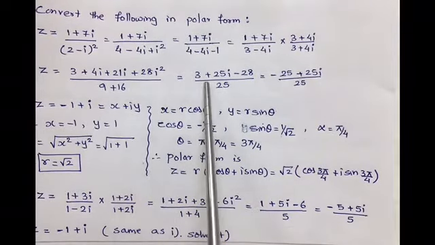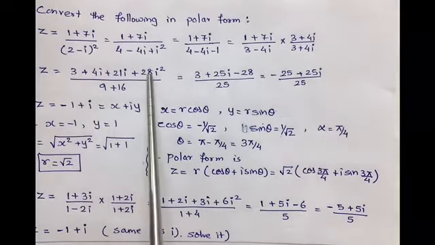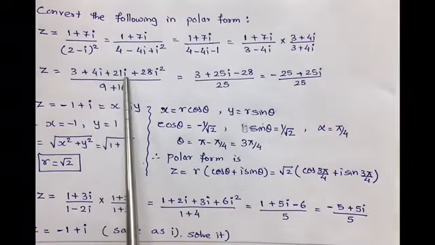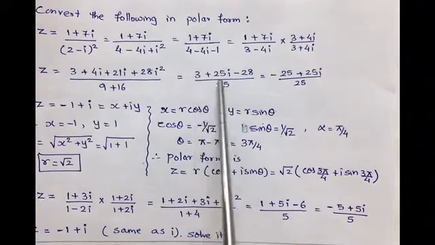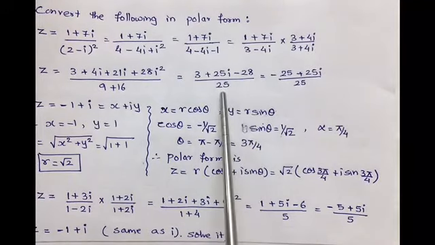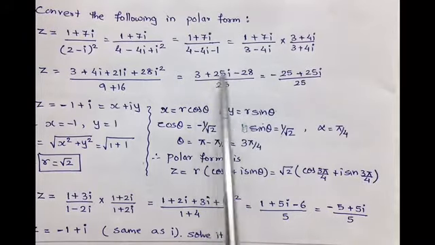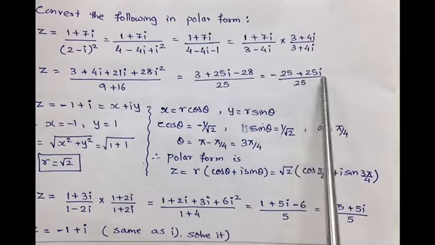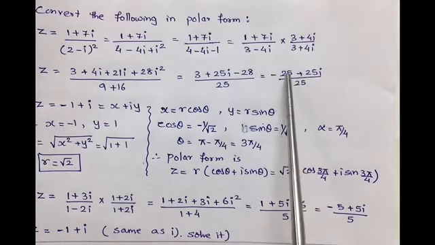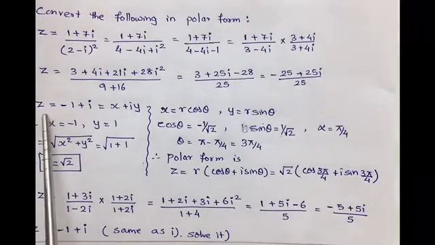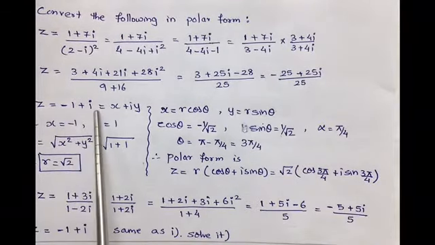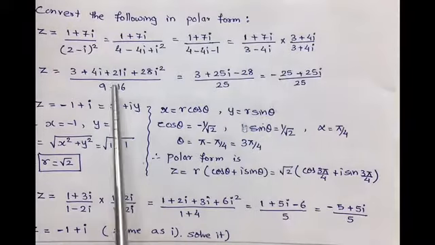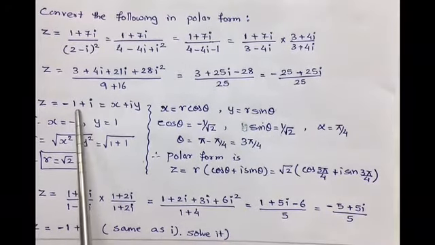Now operating it further, taking real with real, the i square value is minus 1, so it becomes minus 28, and imaginary with imaginary, we get 3 plus 25i minus 28 divided by 25. 3 minus 28 makes it minus 25 plus 25i upon 25. Dividing the numerator by 25, we get z is equal to minus 1 plus i. So the z part was given in fraction, and we have completely simplified it to bring it into the standard form.